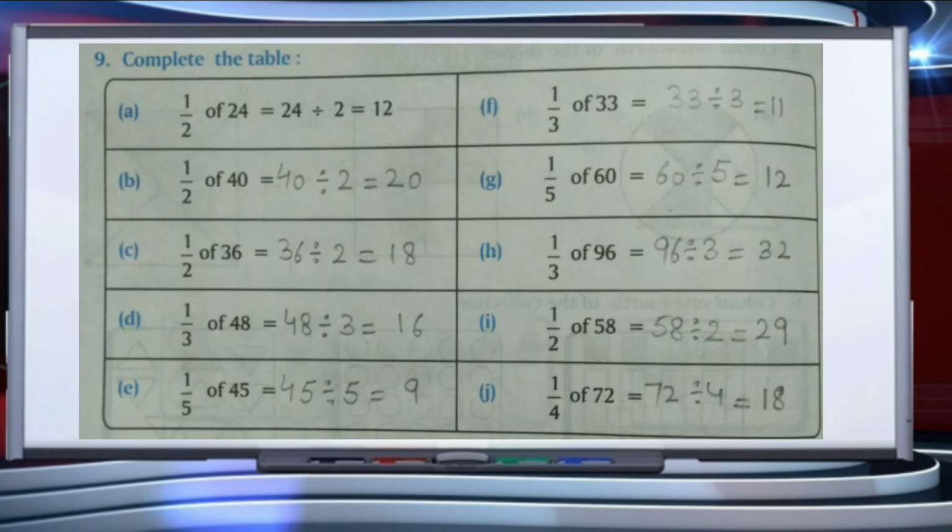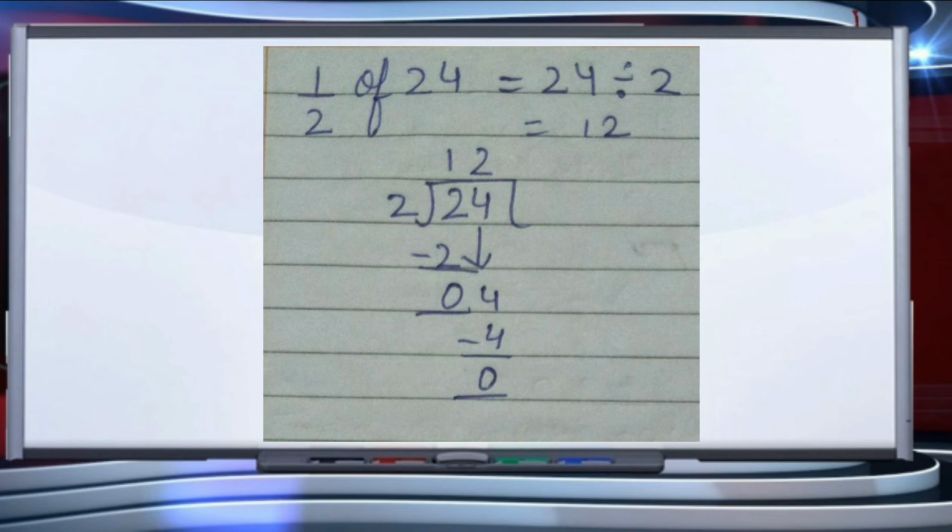Question number 9 is complete the table. Now we have to find the fraction here again. First part is 1/2 of 24. 1/2 of 24 will be equal to 24 divided by 2. Now we will show the division also. So 24 inside the bracket and 2 outside the bracket. 2 ones are 2. 2 minus 2 will be equal to 0. Then bring 4 down. 2 twos are 4. 4 minus 4 will be equal to 0. So the answer is 12. Means half of 24 is 12.